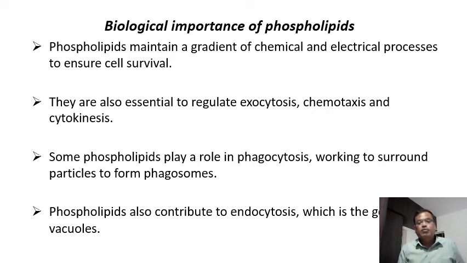Some phospholipids play a role in phagocytosis, working to surround particles to form phagosomes. We know that phagocytosis is one of the methods which exists in lower organisms like protozoans, poriferans, coelenterates, etc. They actually produce a layer around the food particle, which is commonly called a phagosome. In this process, phospholipids are involved. And phospholipids also contribute to endocytosis. Now, endocytosis is intake of water or fluid from outside to the inside of cells. And this results in the generation of vacuoles, especially in plants.